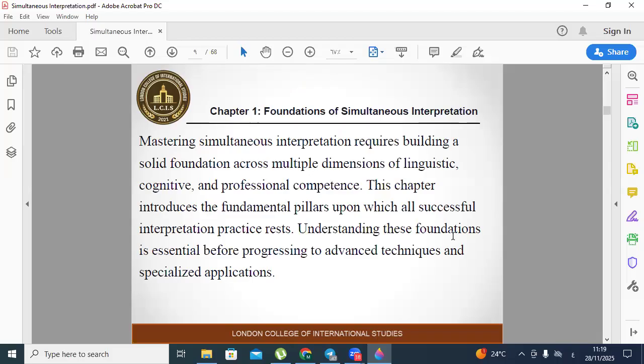So, mastering simultaneous interpretation requires building a solid foundation across multiple dimensions of linguistic, cognitive, and professional competence. This chapter introduces the fundamental pillars upon which all successful interpretation practice rests. Understanding these foundations is essential before progressing to advanced techniques and specialized applications.